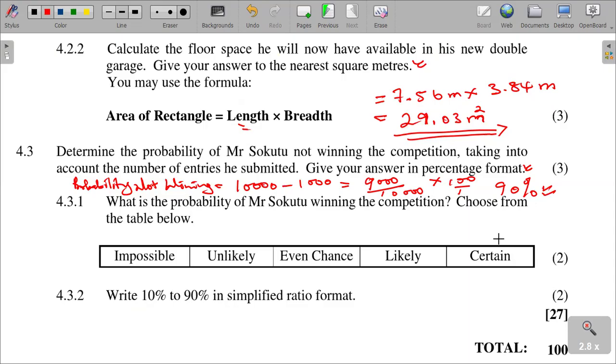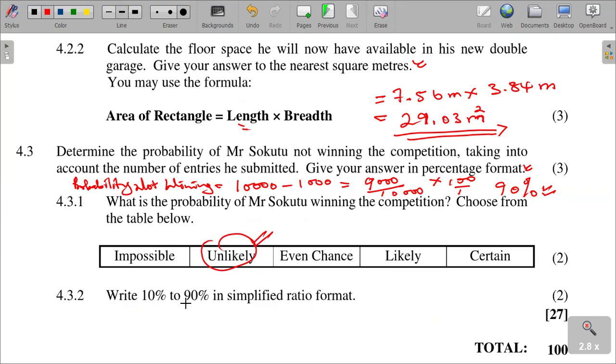What is the probability of Mr. Sukutu winning the competition? Choose from the table below. Because there is a 90% chance of not winning, obviously it is very unlikely to win. It can't be impossible, or even chance, or not likely. It is unlikely to win. That is the answer on this one.